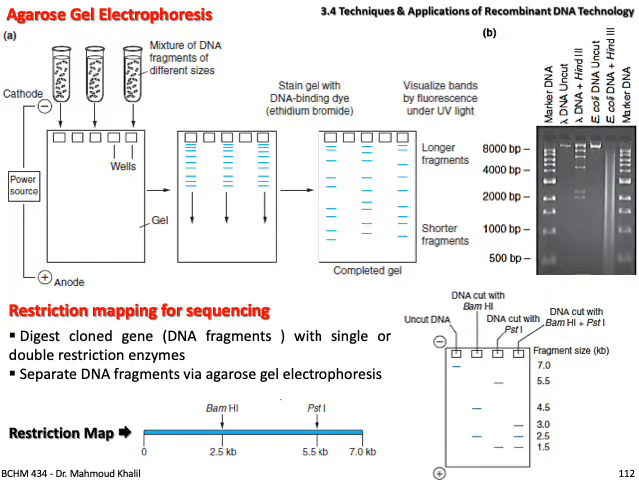You can see this is the DNA which has been run on the agarose gel. There are two sites for the restriction enzymes. Once you cut by BamHI alone, it will generate two fragments of DNA. Once you cut by PstI alone, it will generate two sizes of DNA as well. But when you cut by both, it will generate three different sizes, represented on the agarose gel by three bands.